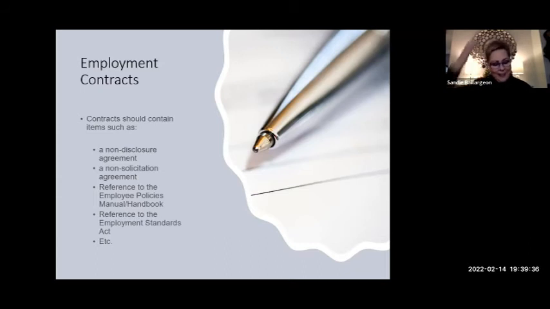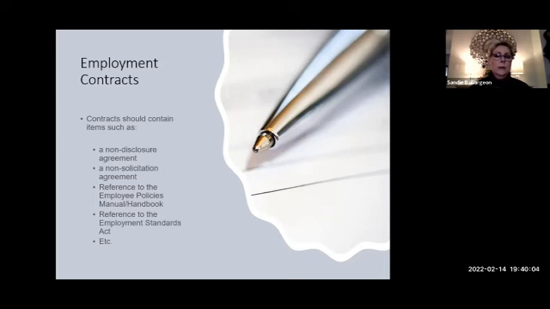Something you can't put in employment agreements is a restrictive covenant, a radius. You can't prevent them from working within a certain radius. The reason is that, as an employer, you cannot prevent your employee from working anywhere. Although some employers have wanted to put restrictive covenants in, I don't believe they're enforceable by law.